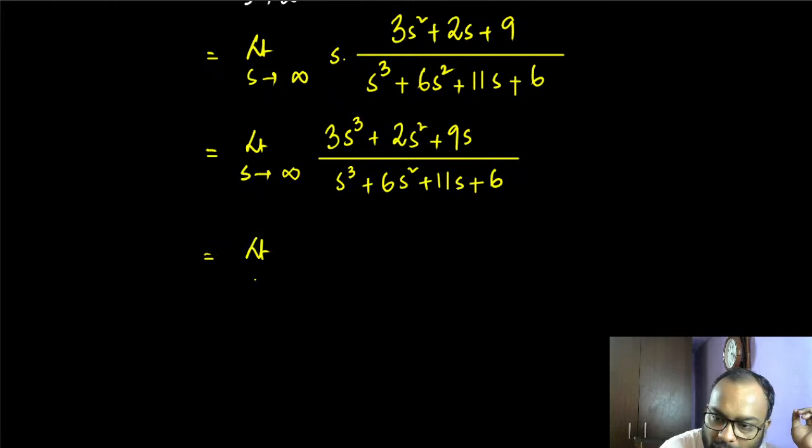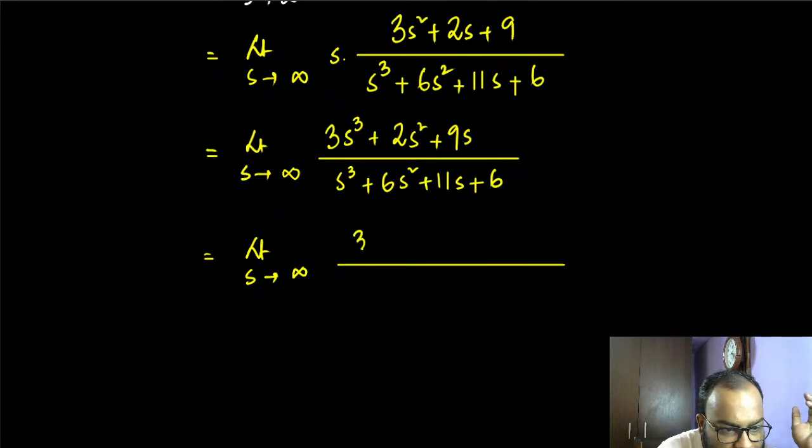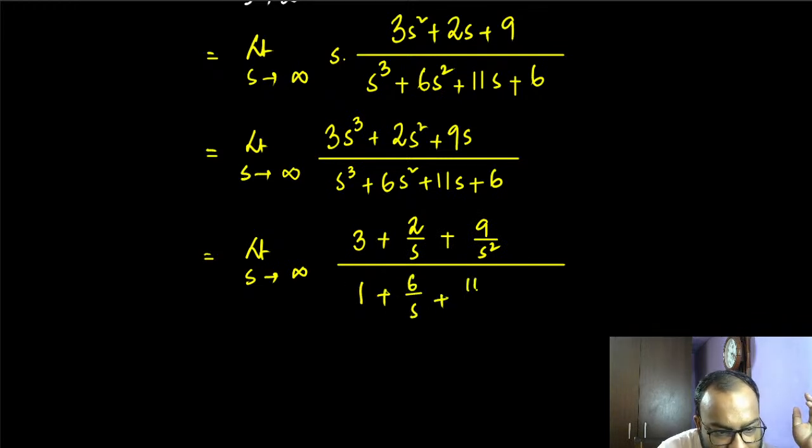So again, many of you have already received the answer. So limit s tending to infinity. Here we are dividing the numerator and the denominator with s cube. If I do that, I would have 3 plus 2 by s plus 9 by s square, and in the denominator I have 1 plus 6 by s plus 11 by s square plus 6 by s cube.